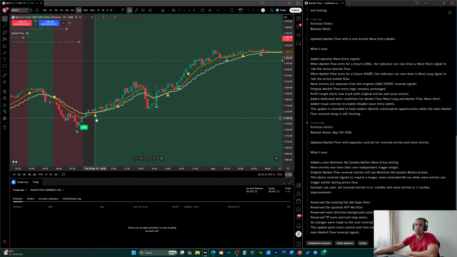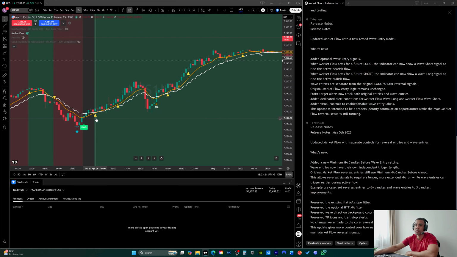This one is very important, which was added before, right? The preserved existing flat moving average slope filter. If the moving average is flattish, it's not going to give you a signal. Like over here, this area is not going to give you a long or wave long or wave short signal because the moving average is very flattish, which is a good addition that I noticed improved the entries a lot. Okay, so that's it pretty much.